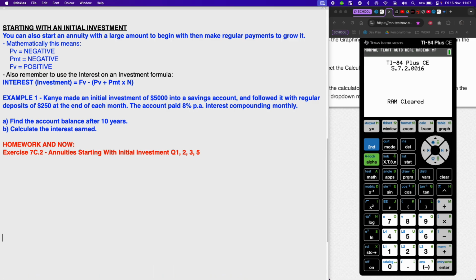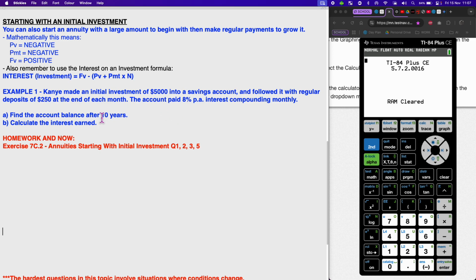So all the notes that you have to get down today is this. You can also start an annuity with a large amount of money. Where could you possibly get large amounts of money from? Maybe grandparents, maybe as an adult you could sell a car if you're struggling, and then you could put that as a giant chunk of money at the start of an annuity, and you can put in regular payments.